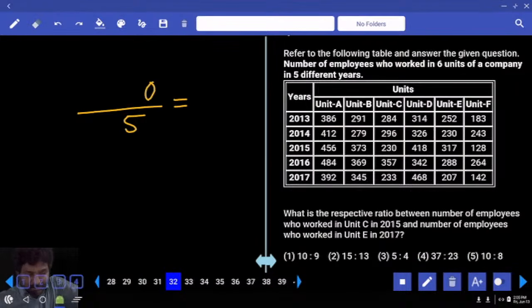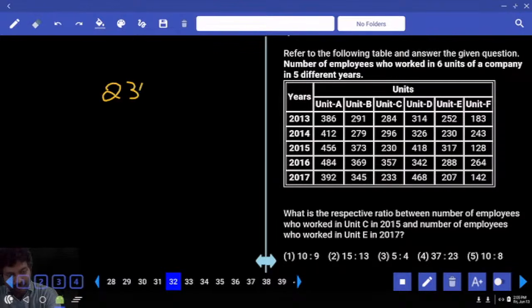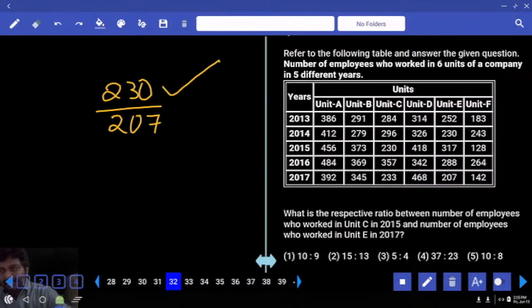What is the respective ratio between the number of employees who worked in Unit C in 2015, which is 230, and Unit E in 2017, 207? So your first number should be a 5 multiple because your second number is not a 5 multiple. Agreed or not? And your second number should be a multiple of 9 because the first number is neither a 9 multiple nor a 3 multiple. Which option?